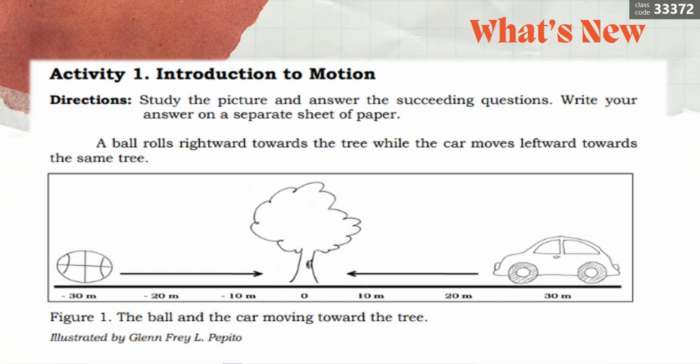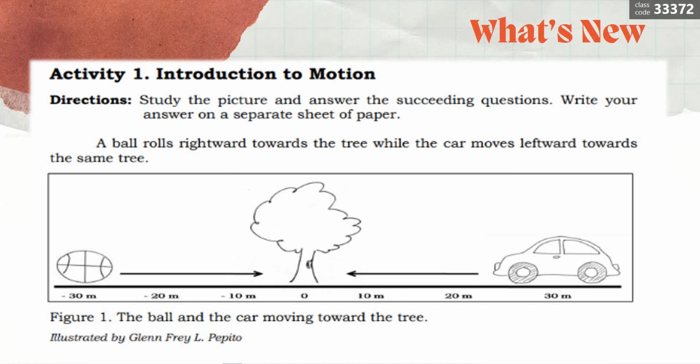So let's have this. What's new? Let's have the activity 1, Introduction to Motion. So you're given a scenario here. Directions, study the picture, and answer the succeeding questions. You may write your answer in a separate sheet of paper. So, the scenario is a ball rolls rightward towards the tree while the car moves leftward towards the same tree.